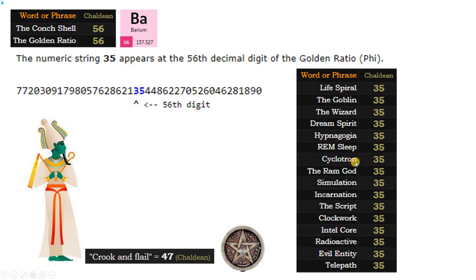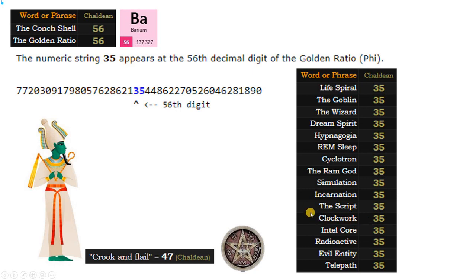Then we have the cyclotron, this is what created this reality, linked to CERN. The ram god is very interesting because the ram god is Osiris, and I will put more information in next slide about the ram god. Simulation, we are in this simulation. Incarnation, we incarnate in this matrix. The script is apparently written by the god of sleep.